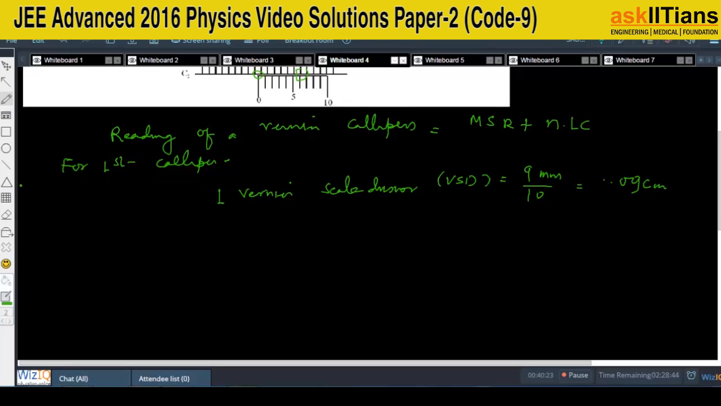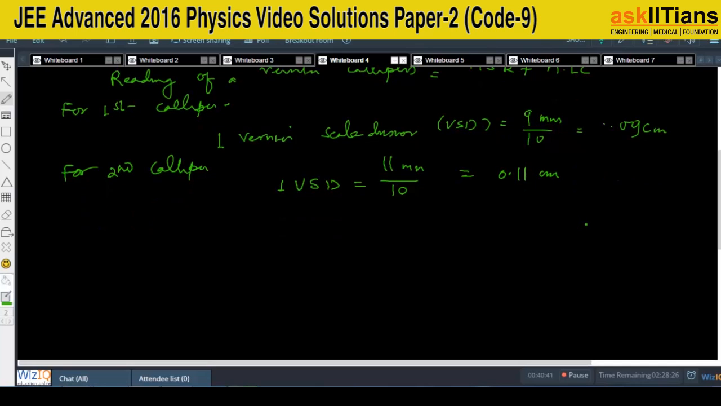Similarly, we will take the second caliper. For the second caliper, we can say 1 VSD is equal to 11 mm divided by 10, that is equal to 0.11 centimeter. Now we are going to calculate the reading of the first caliper. So the reading for the first caliper, R1, should be equal to 3.5. So 3.5 is the point where MSD and VSD match.